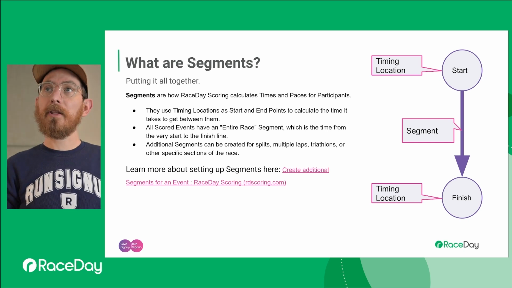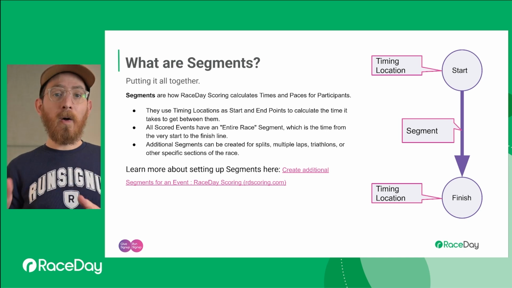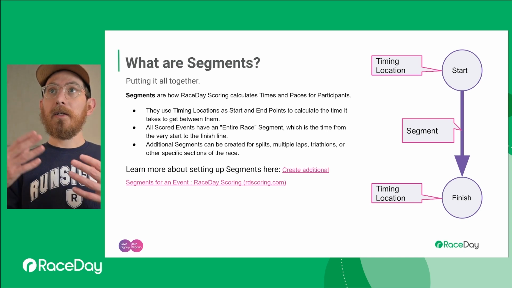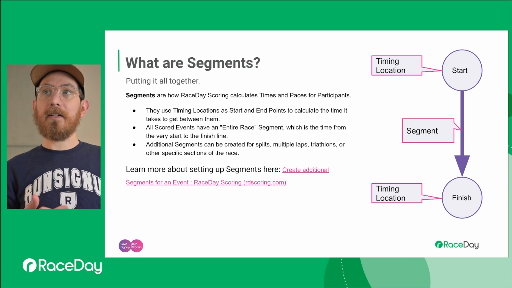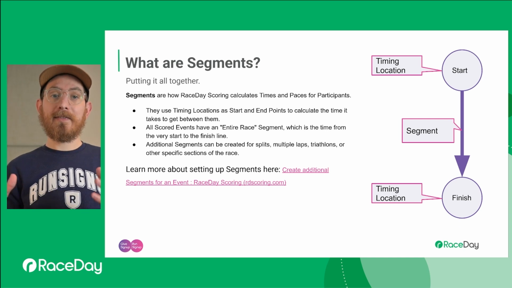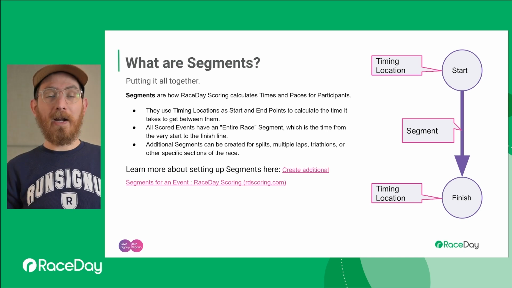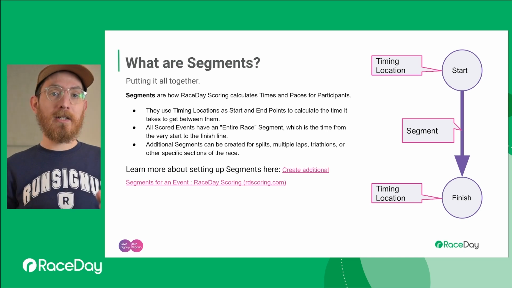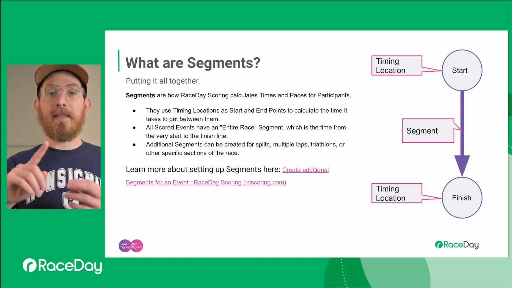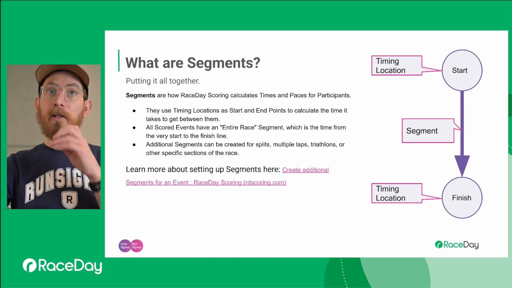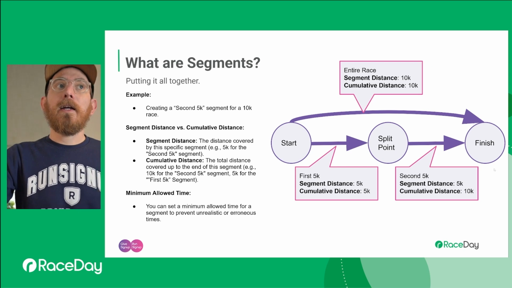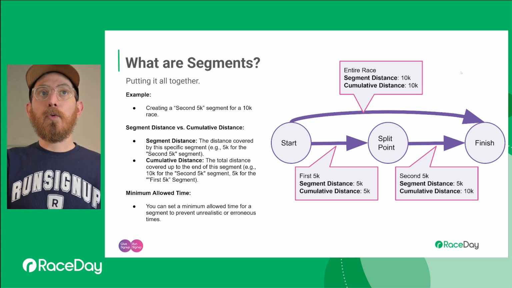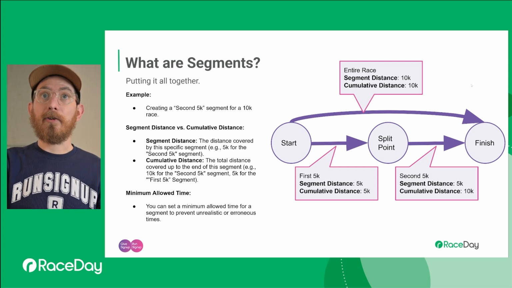But the most important thing to understand here is all times are built from the timing location and the segment data. So basically, you have to tell it, hey, this time is built from whatever time of day they cross this location to whatever time of day they cross that location. You can learn more about segments at this link. So here's an example. You want to create a second 5K segment for a 10K race.